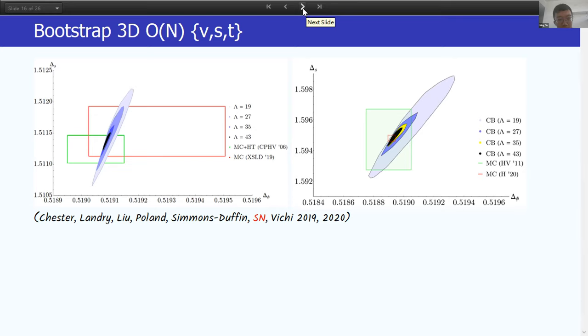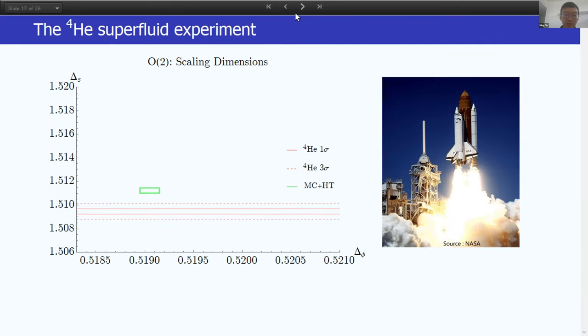So what kind of physics can we learn from those computations? For O2 models, that is actually an interesting question. In 1992, on the space shuttle Columbia, people did the helium-4 superfluid experiment. At the superfluid phase transition, the phase point is actually described by the O2 model. So when you measure the heat capacity, you can extract the critical exponent, and the critical exponent is related to the scaling dimension of the singlet.